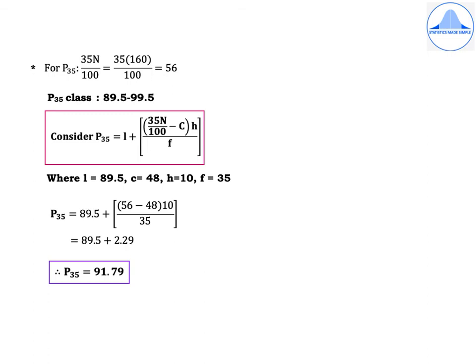Consider P35 equal to L plus 35n by 100 minus C into H divided by F, where L is equal to 89.5, C is equal to 48, H is 10 and F is equal to 35. Therefore, P35 is equal to 89.5 plus 56 minus 48 into 10 by 35, which is equal to 89.5 plus 2.29. Therefore, P35 is equal to 91.79.